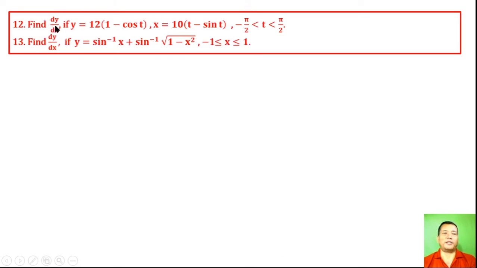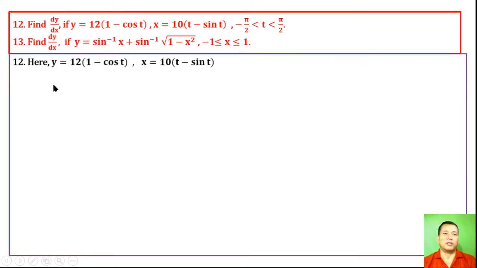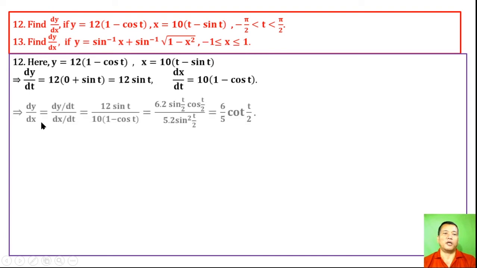Question number 12. Find dy by dx if y equal to this, x equal to this, t is lying between minus 90 and plus 90. Here y is in terms of t, x is also in terms of t. Therefore, dy by dt, we get 12 times of 0 plus sin t minus cos t, whose derivative with respect to t is plus sin t, which is again 12 sin t. And x is function of t, therefore dx by dt is 10 times of (1 minus cos t). Therefore, dy by dx is dy by dt divided by dx by dt, whose respective values are this, and cancelling and transferring sin t into half angle, we get this. For 1 minus cos t, we get 2 sin square t by 2, cancelling, 6 by 5 times of cot of t by 2.